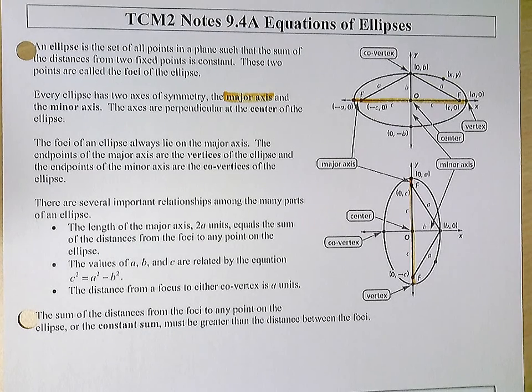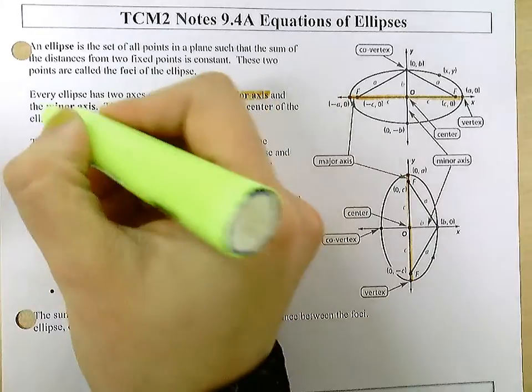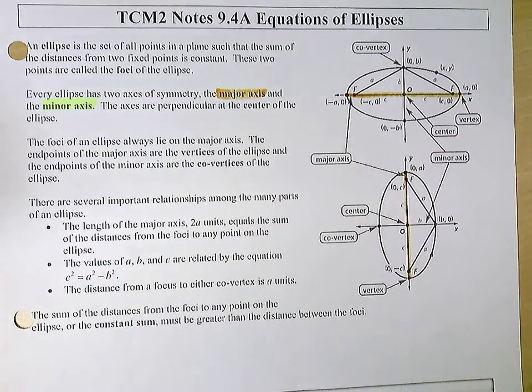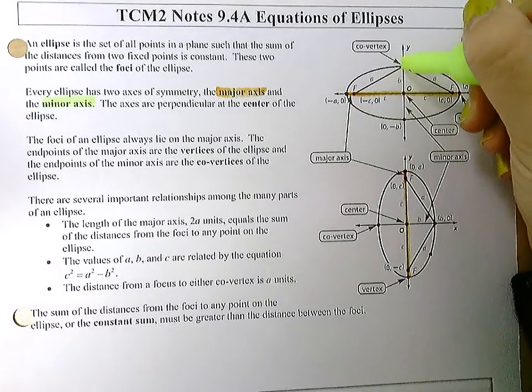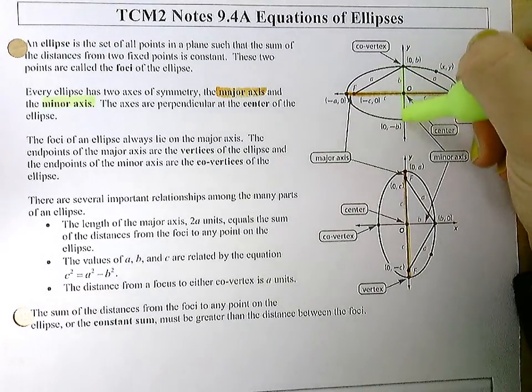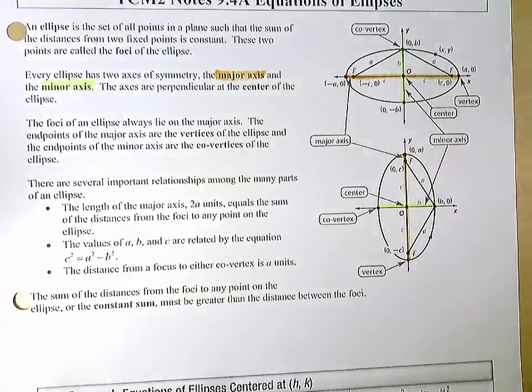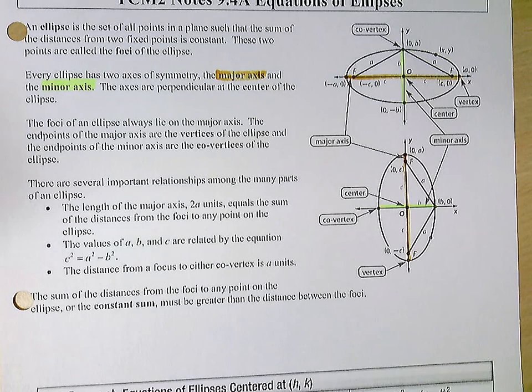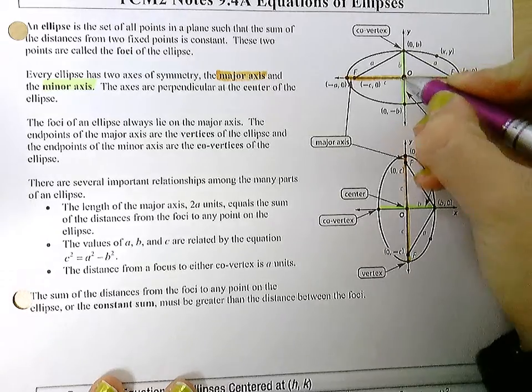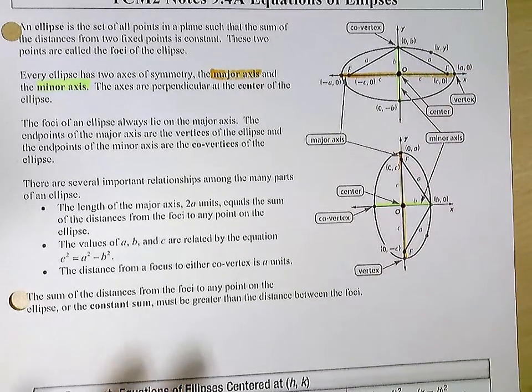If it's a horizontal ellipse, your major axis is horizontal. If it's a vertical ellipse, your major axis is vertical. You also have a minor axis, which is the smaller one. In your horizontal ellipse, it is the vertical axis, and in your vertical ellipse, it is the horizontal axis. The axes are perpendicular at the center of the ellipse. Here I have the center point. They should be perpendicular at that point.